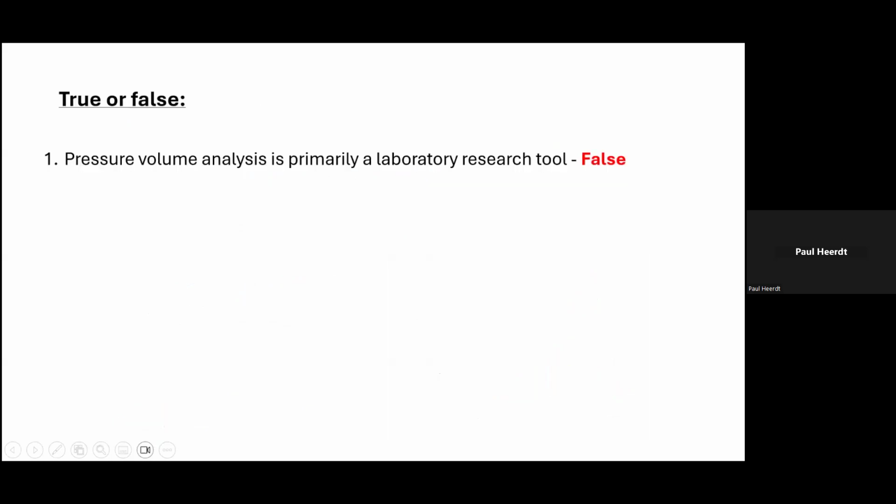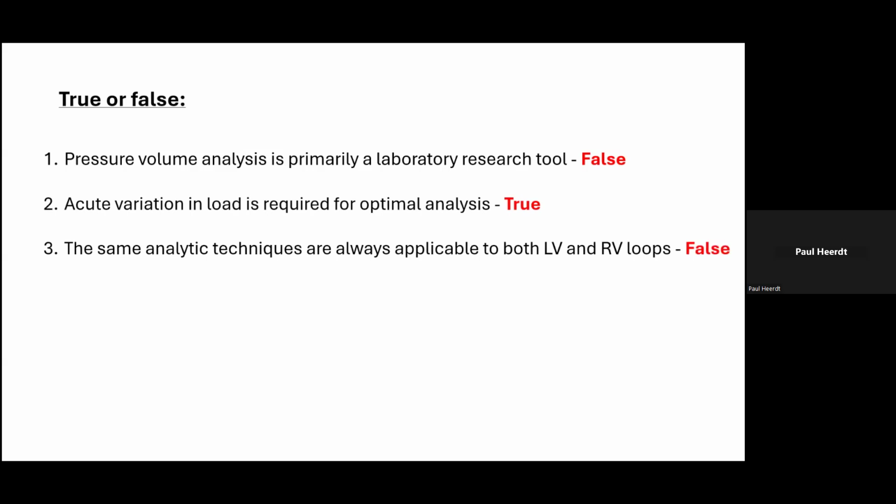So I know I'm out of time, so we'll just go back to our initial true or false questions. Obviously, this is not just a laboratory research tool, so we'll say this is false. Acute variation is still required for producing the optimal signals for analysis. This is true, but I think it may change in the future. The same analytic techniques are always applicable to both the left and the right. I'll say false, but maybe this is a maybe.